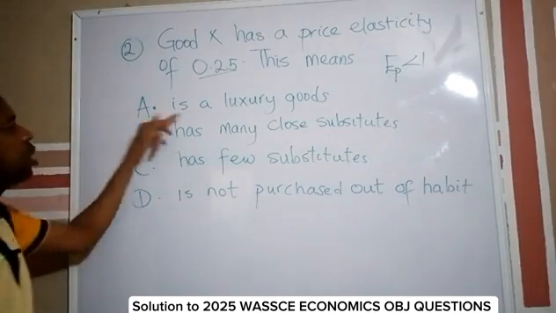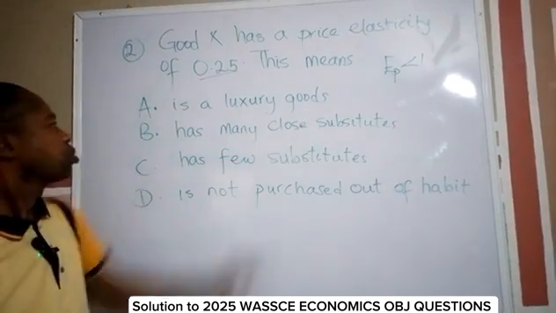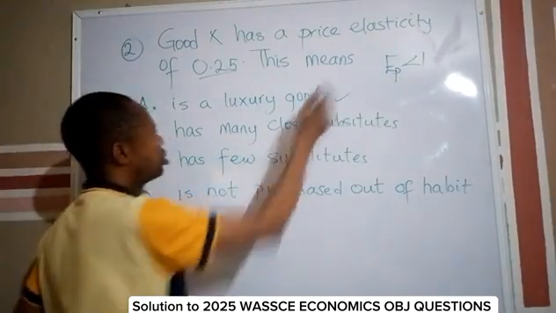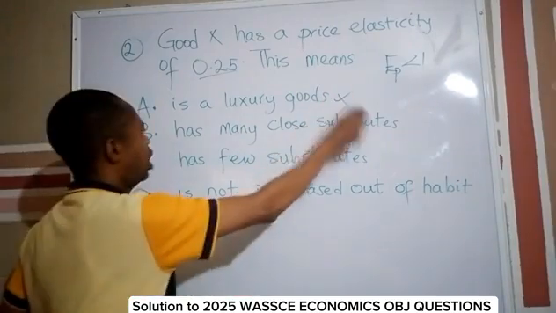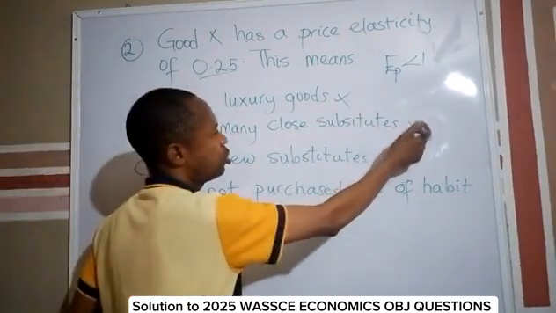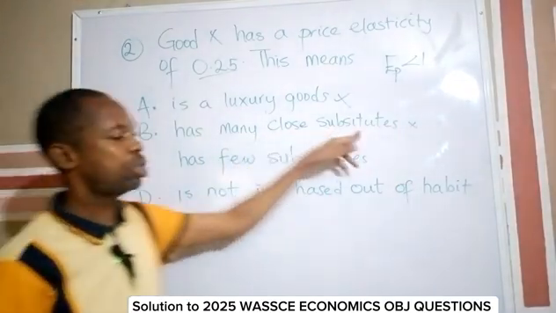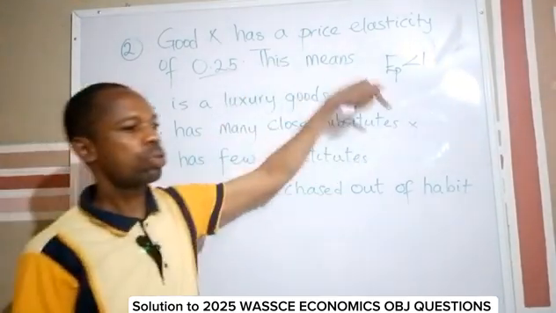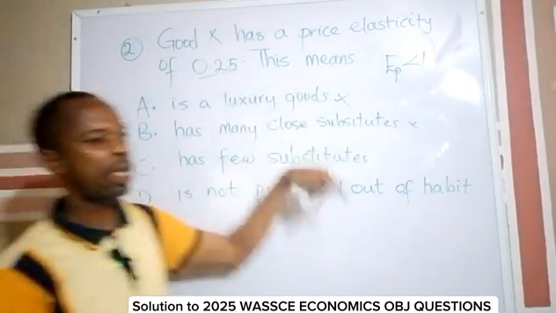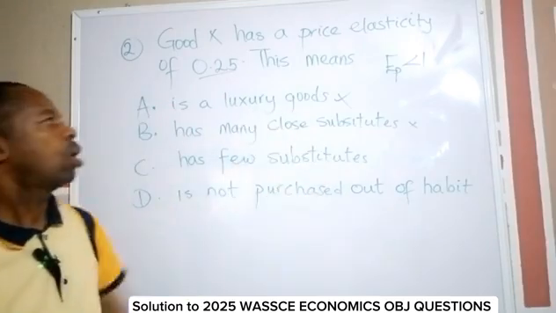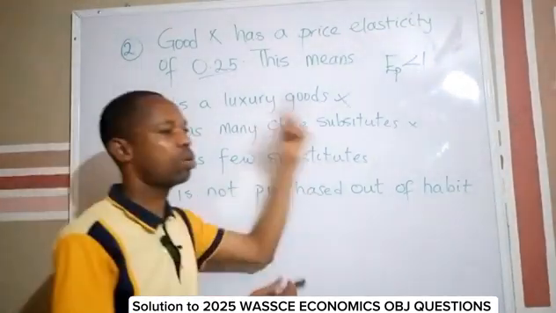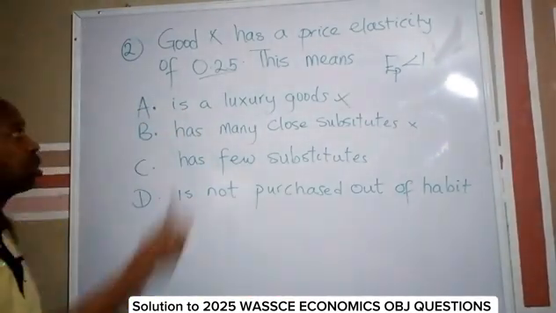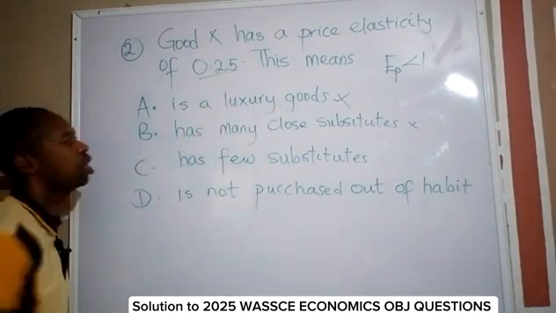So A, is a luxury good. B, has many close substitutes. In fact, it can't be a luxury good, and it cannot even be that it has many close substitutes. If it has many close substitutes, the implication is that the good will have what is known as elastic demand, or the price elasticity of that good will be elastic. But here it is inelastic because we have the coefficient which is 0.25.